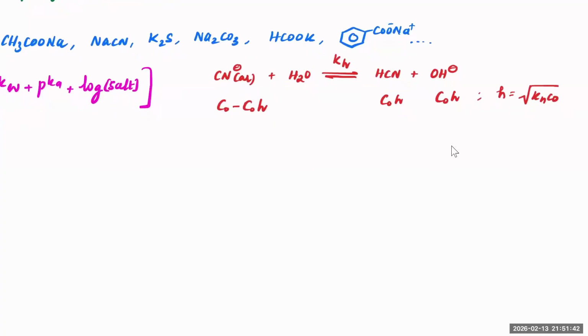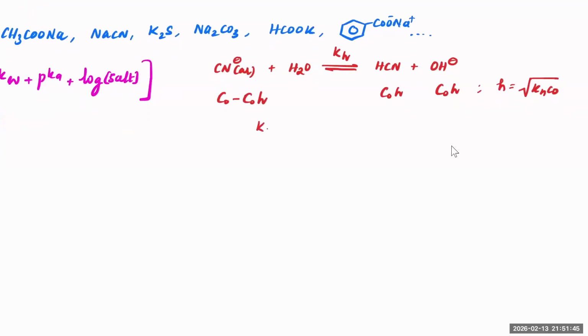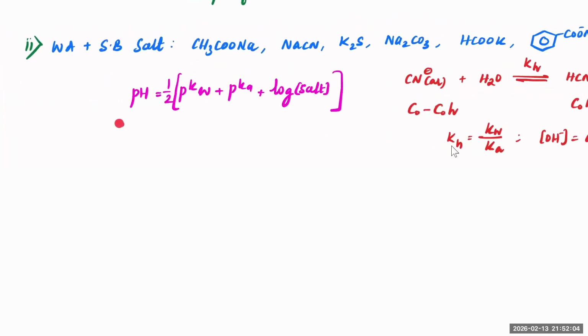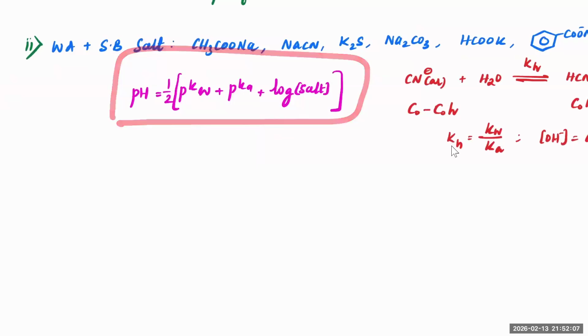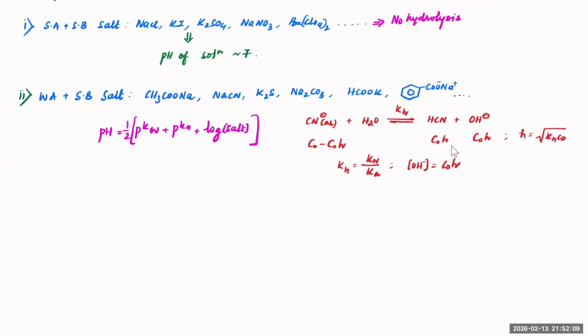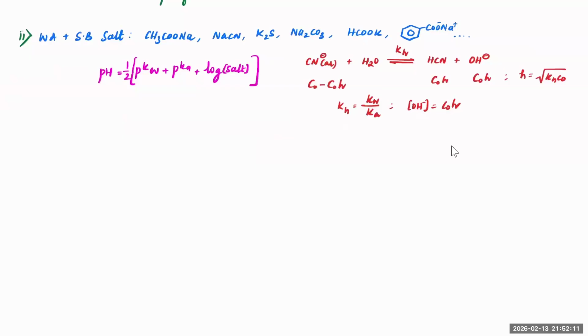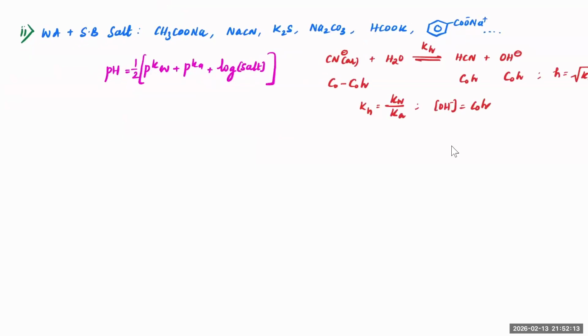So we got Kh here. Kh can also be written in terms of Kw by Ka, and using these two pieces of information you can calculate the OH minus concentration. OH minus concentration in this case is C naught h. Now using this information, first OH minus, if you convert that into H plus concentration, finally in the equation you will get the pH like this. Okay, this much information you should know. This is about the second case.